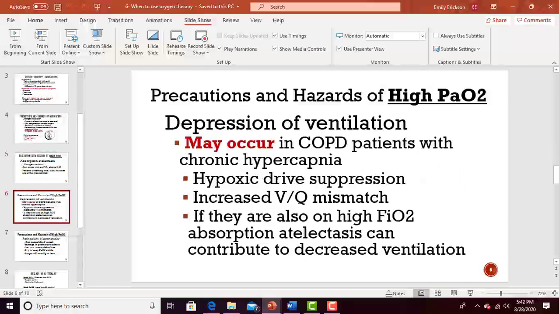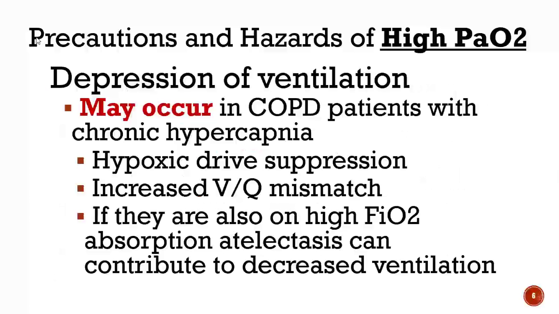Collapse, okay? So that's that other O2 hazard. The other two O2 hazards that we're going to talk about have to do with high PaO2, not high FiO2. So you have two that are high FiO2, two that are high PaO2. So depression of ventilation is something we, again, spent a lot of time on in cardiopulm. It can occur in COPD patients that have really severe chronic hypercapnia.